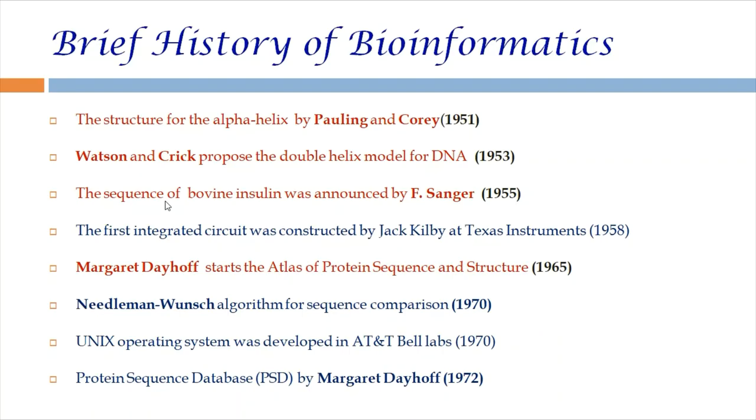As I said, the alpha helix model by Linus Pauling was the starting point of modern molecular biology. Followed by that, Watson and Crick proposed a double helical model for DNA in 1953. And bovine insulin was first sequenced by Frederick Sanger in 1955. So the protein, bovine insulin, was sequenced by Sanger in 1955 itself, right? Only after all these things, the first integrated circuit, or the IC chip, was fabricated by Texas Instruments in 1958. Before that, it was all vacuum tubes and very large electronic systems, right?